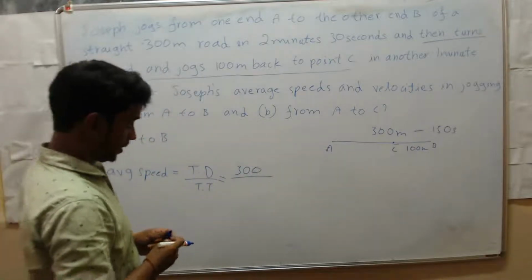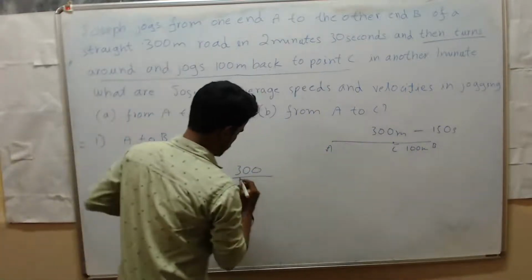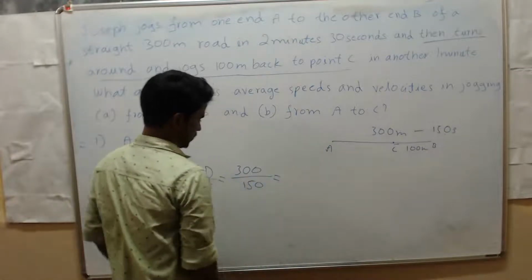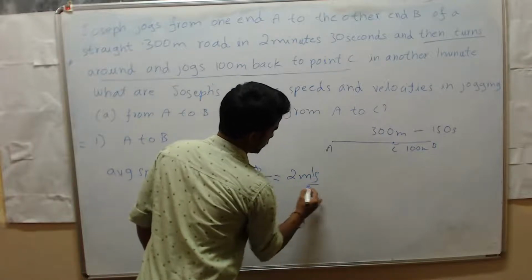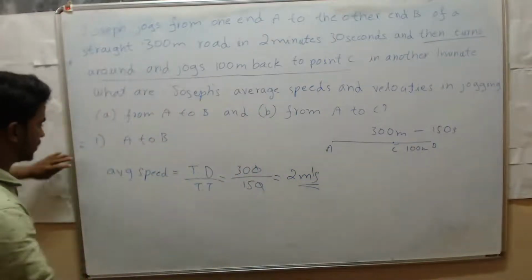So total time taken from A to B only, that is 150. So what is the answer? That is 2 meter per second. Next, calculate velocity.